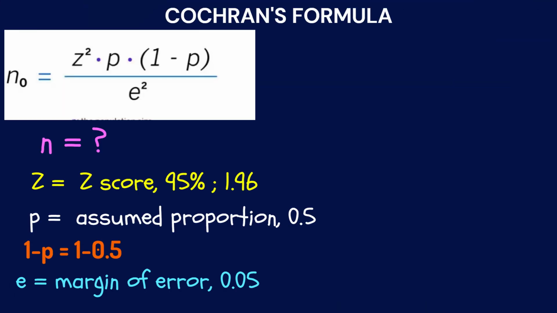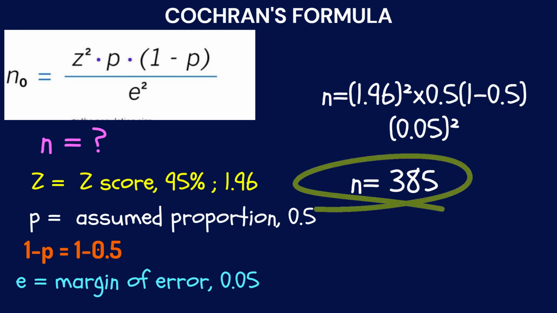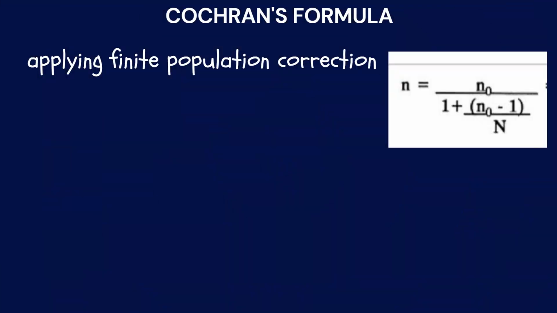So now that we've defined all our variables, we're going to plug in the values into our formula, and then we have our sample size to be 384 or 385. Okay, if you approximate it, you're going to have 385. Now remember, I told you that you can use Cochran formula with finite or infinite population. Now, if your population is infinite, we are going to stop here. But if your population is finite, like you know the exact number of nurses, the total number of nurses in that hospital, you're going to adjust your sample size using the finite population correction formula.